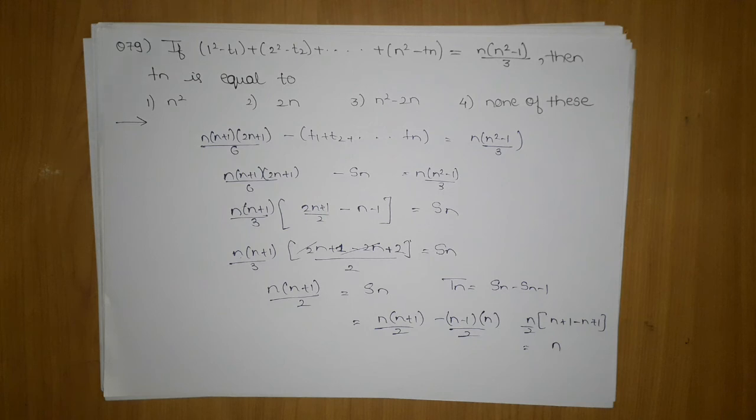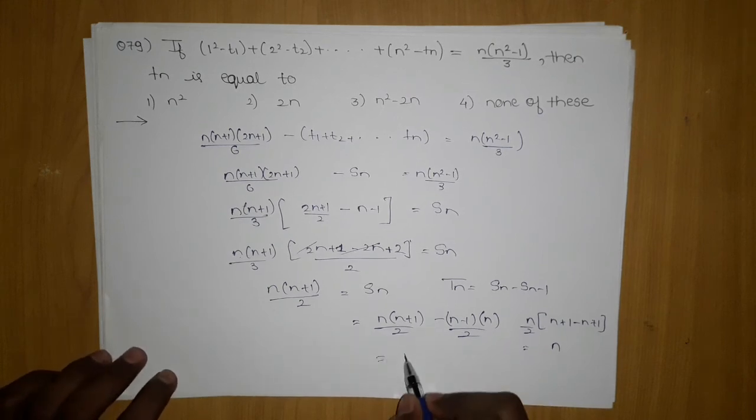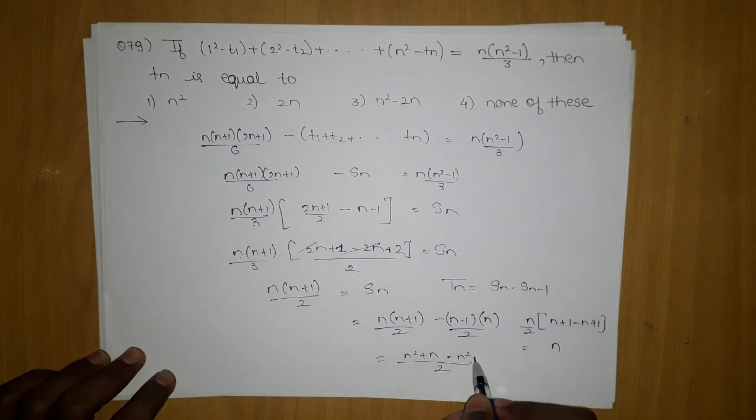So it should be, okay, we should have opened it instead of n square plus n. Okay, take the 2 common, minus n square, plus n, which has given us n square 2n. Okay, we are getting n as answer.